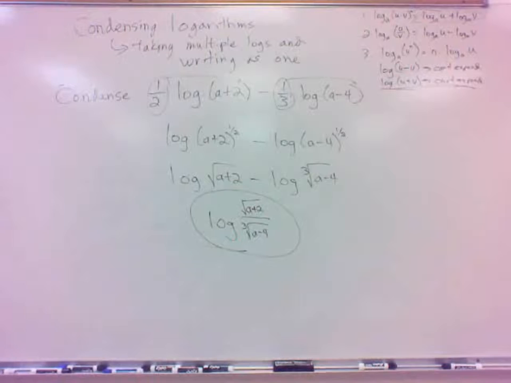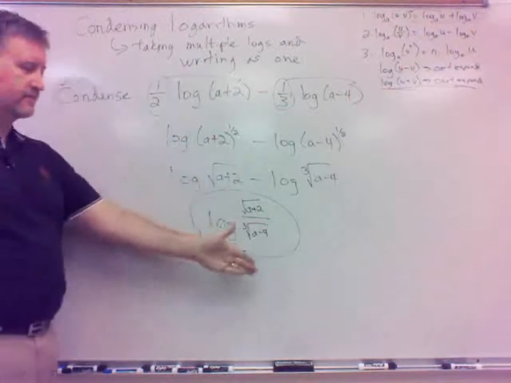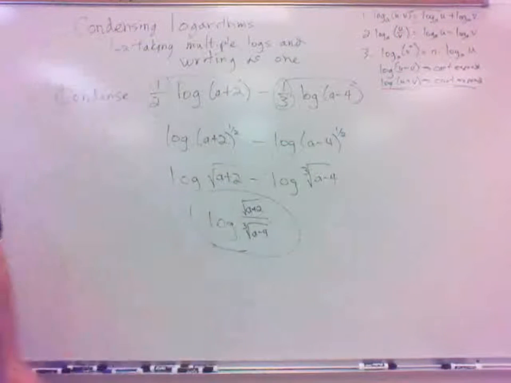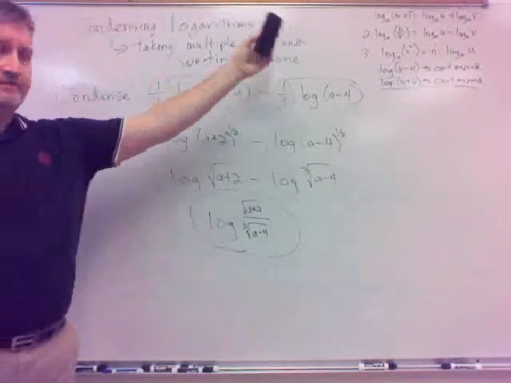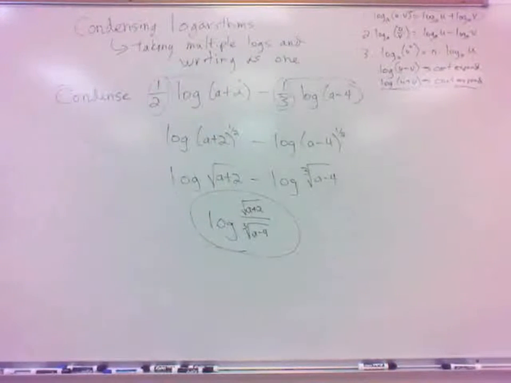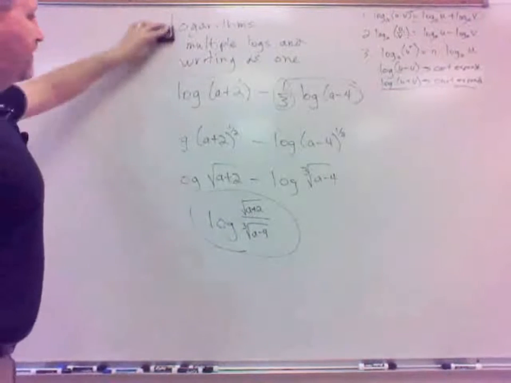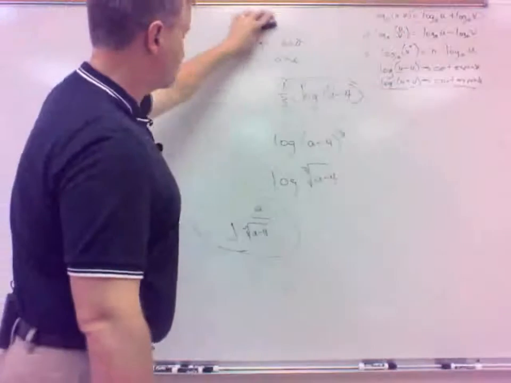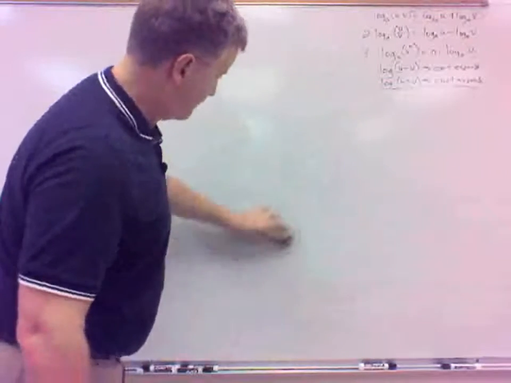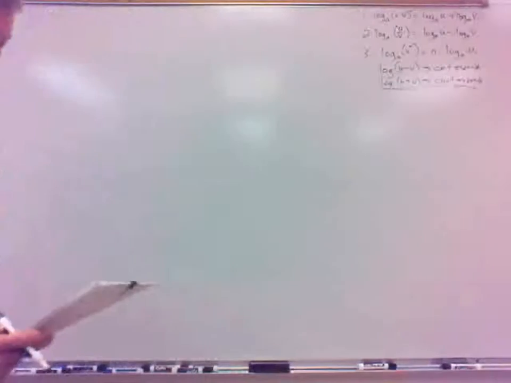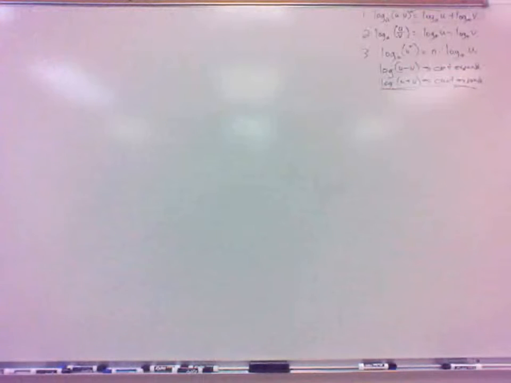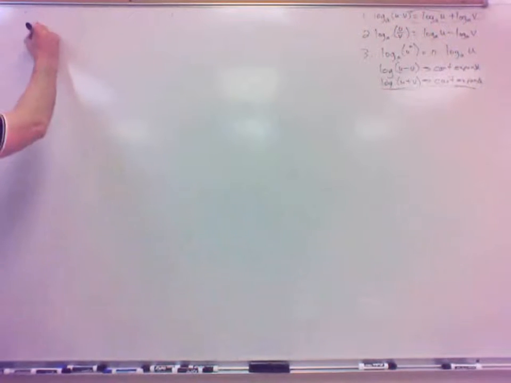Now, there's another couple of properties. It's simplifying type properties that I need to mention here. They're usually not listed in a list of properties of logarithms, but they are important and nice simplifying properties that we might utilize along the way.